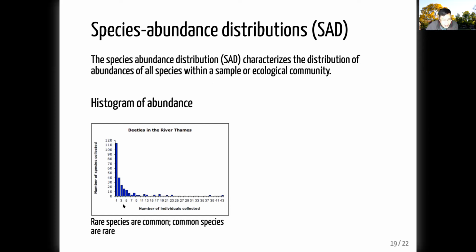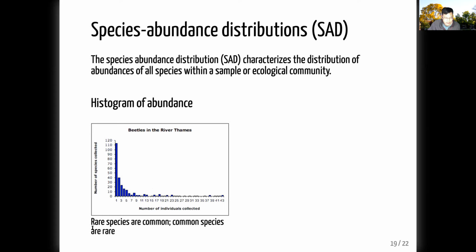Here, the x-axis has different groups of abundance, so number of individuals. For example, the first bar is 1 to 2, then 2 to 3, etc. And the y-axis is the number of species whose abundance falls within this bin. And we have this, again, highly right-skewed pattern, which we call the hollow curve.